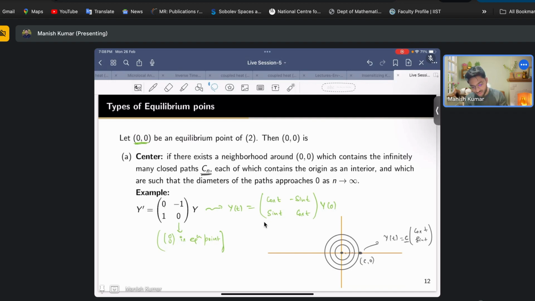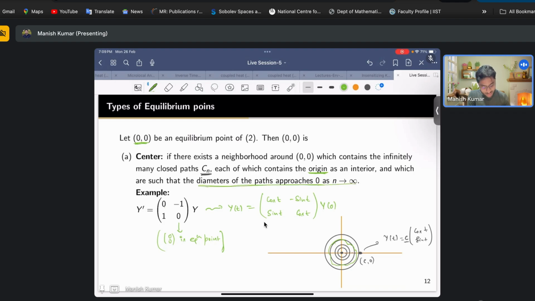Right, so this kind of thing will be there. You can see that I can decrease it further as well. Whatever neighborhood you choose of this origin (0, 0), you can see there are infinitely many paths or orbits with diameter becoming smaller and smaller. Each of them contains the origin as an interior point, because they are just circles, and the diameter of the path approaches 0 as n goes to infinity.